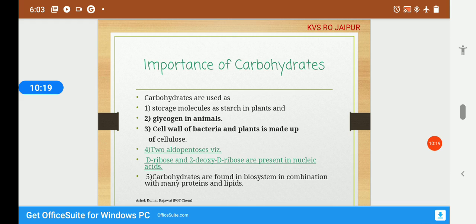The aldopentoses D-ribose and 2-deoxyribose are present in nucleic acids. Fifth, carbohydrates are found in biosystems in combination with many proteins and lipids. So here our topic, the carbohydrates, is concluded.